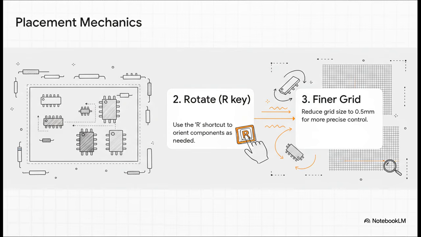So the basic moves are pretty simple. Drag your components onto the board, and the R key is going to be your best friend for rotating them. But here's a key tip. Once you start getting things roughly where you want them, drop your grid size down to something smaller, like 0.5 millimeters. That finer grid gives you the precision you need to nudge everything into its perfect spot.